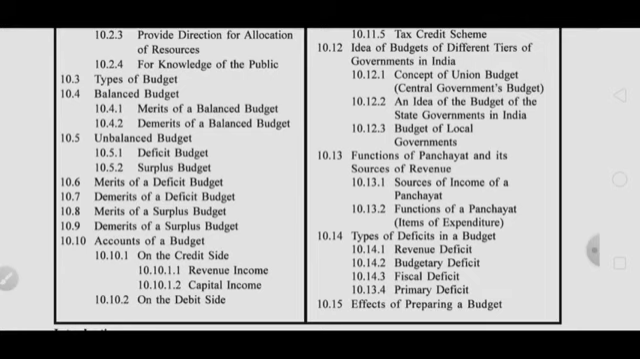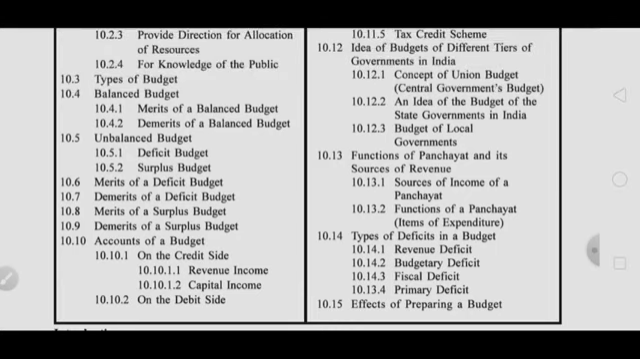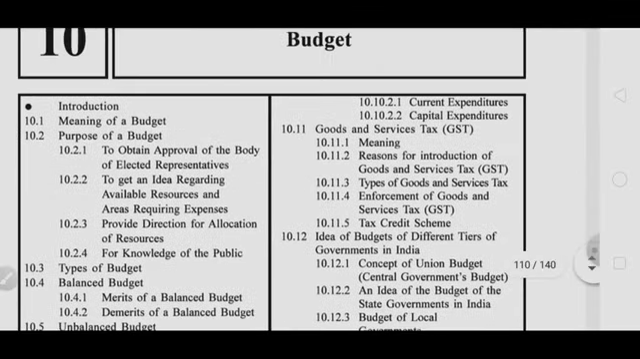The next one is point number 10.10, accounts of a budget, in which, as in a balance sheet we are having two sides, that is debit side and credit side. In government's accounts of a budget also there are two sides, that is credit side and debit side. In the credit side, all the incomes are recorded, while in the debit side, all the expenditures will be recorded.